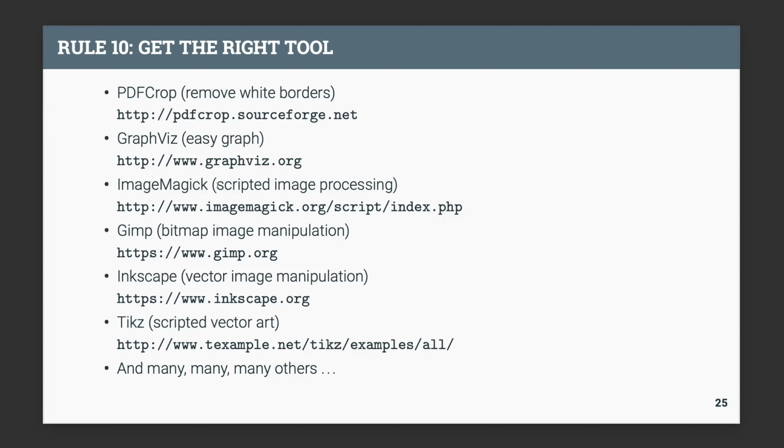ImageMagick is for when you want to transform a bitmap image. You have all kinds of scripts to do that for pretty much anything you can think of. Then you have GIMP and Inkscape for either bitmap image manipulation or vector image manipulation. And the idea is that there are really a lot of tools around that can make your life simpler.